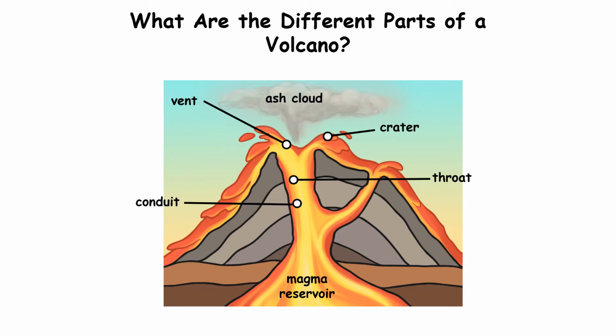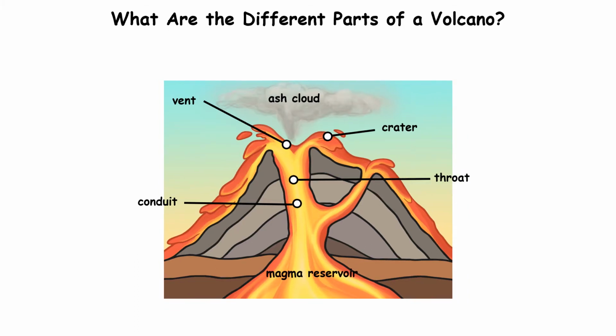Okay, so the different parts of our volcano. We have our ash cloud at the top there, which is where the smaller parts of the magma come out and are carried off by the Earth's atmosphere. We've got the crater at the top. The magma comes out of a vent. The conduit is the channel in which the magma flows up from the magma reservoir at the bottom, through the throat and out of the vent. It's also sometimes called the mouth.